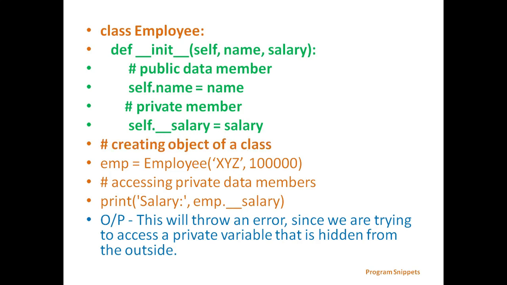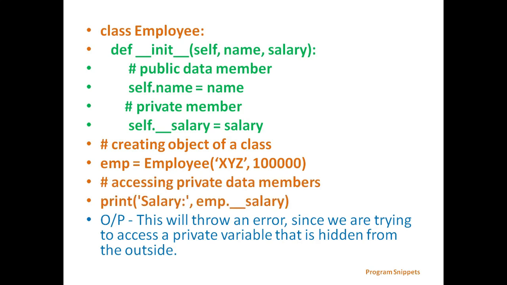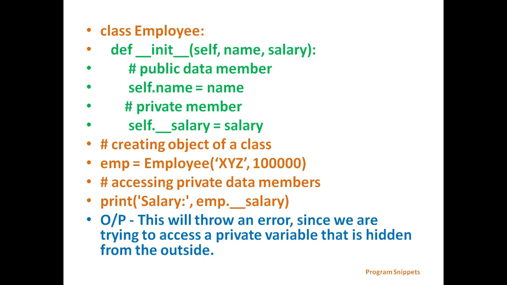Now we will create an object of this class Employee as emp equal to Employee, and we will pass parameter values. And if we try to access the salary variable to print, that is, print salary equal to emp.__salary, it will throw an error since we are trying to access a private variable which is hidden from the outside.